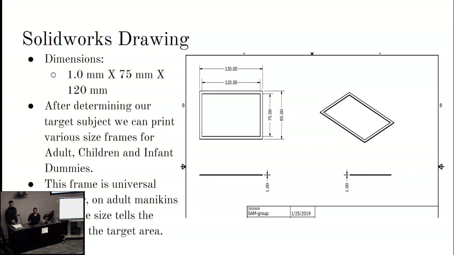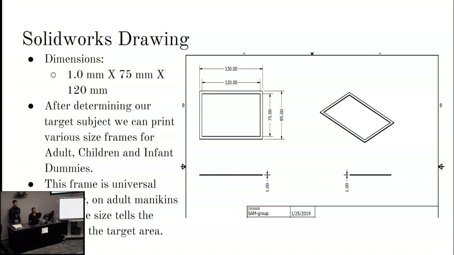This is a SolidWorks drawing of the frame that we printed out. When we get the PDMS and the Silicard, we're going to pour it inside the frame and start making our layers of different skin. The frame size is universal. It works on infants, children, and adults. However, on the adult one, it shows the target area. It doesn't give the students a chance to find the area in the torso.